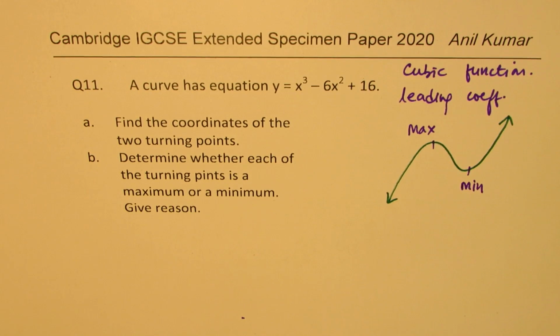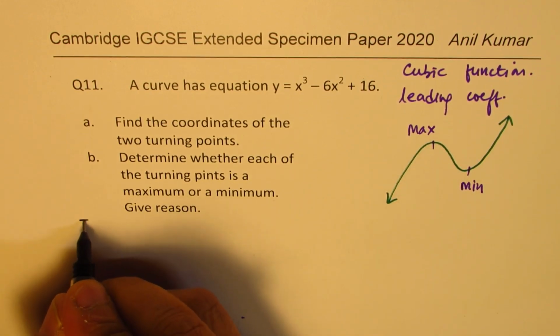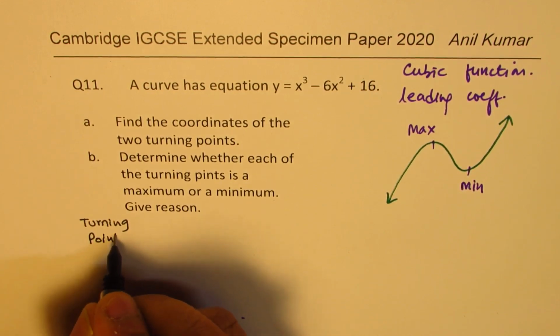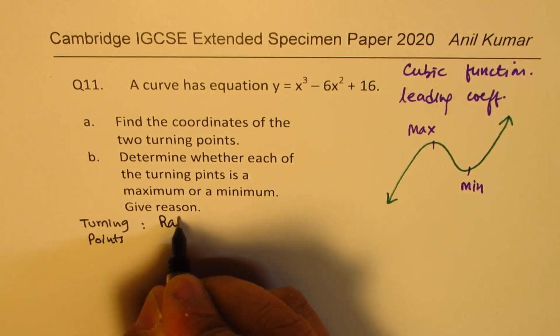Now, the second question here is, how do we find the turning points? At the turning points, the rate of change is 0.